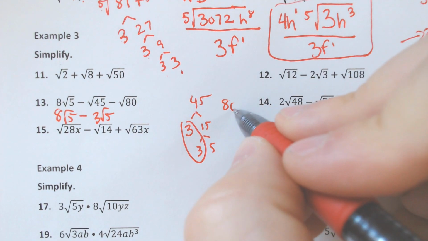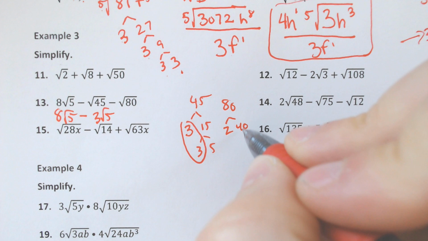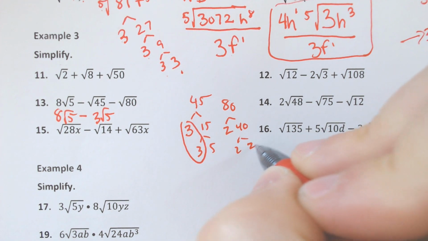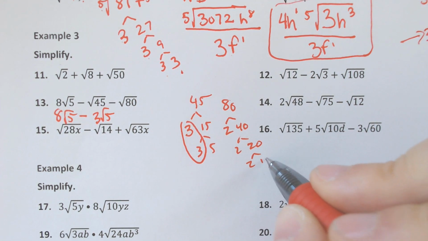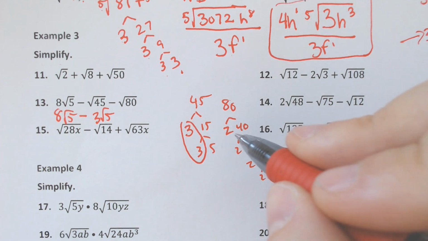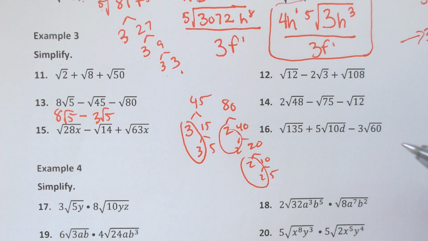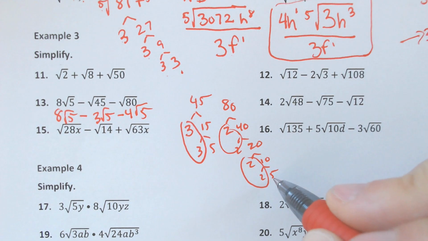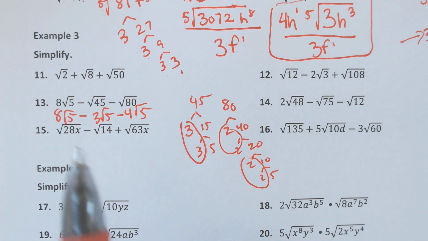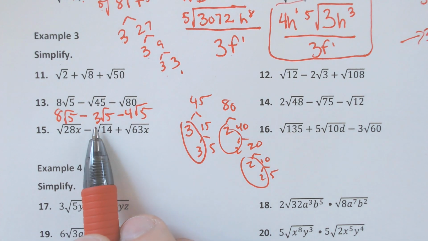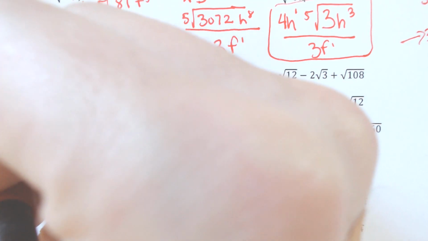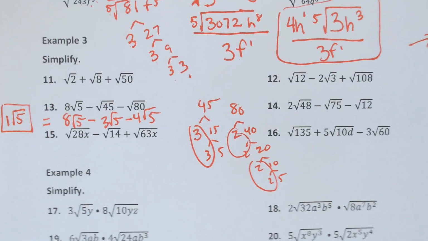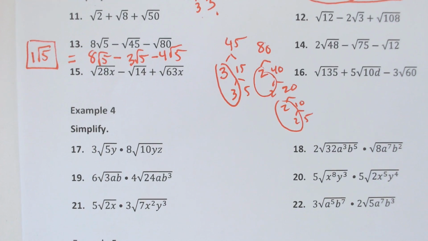And if you break down the 80, you'd get 2 and 40, and 2 and 20, 2 and 10, 2 and 5. So this would be 2 and 2 on the outside, making minus 4 square root of a single 5 left over. 8 minus 4 minus 3 ends up being, as our final answer, 8 minus 4 minus 3, 1 square root of 5. 1 square root of 5.